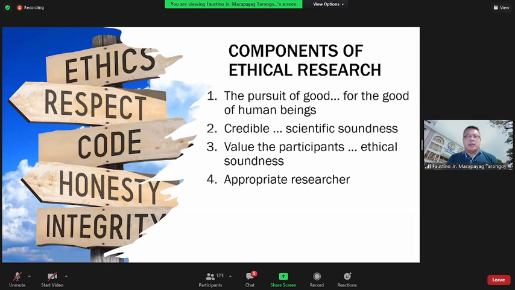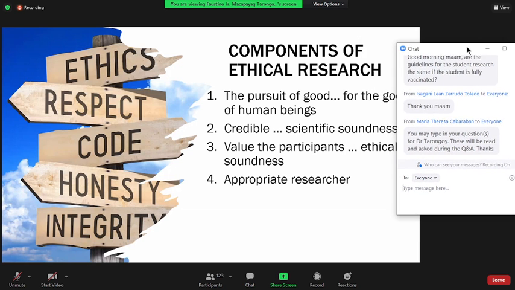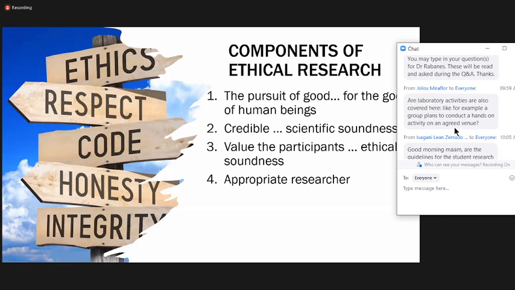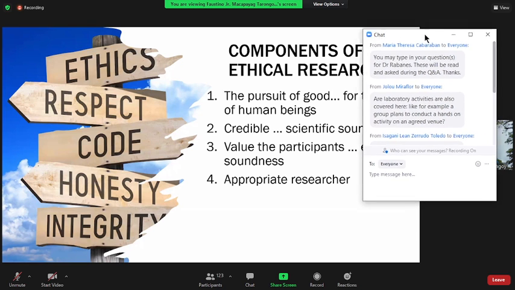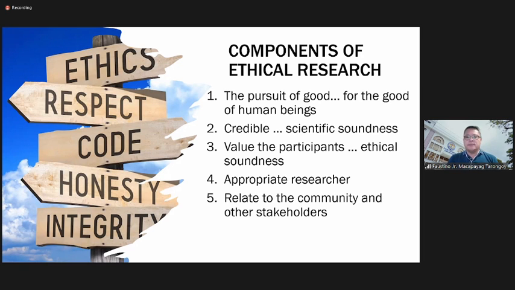And then your competence as a researcher. Are you competent enough to do the research? Do you have the credibility or the necessary qualifications? You cannot presume that because you want to do research, you can just go ahead and do it without any background or any skill that supports your capacity to perform and complete the research.